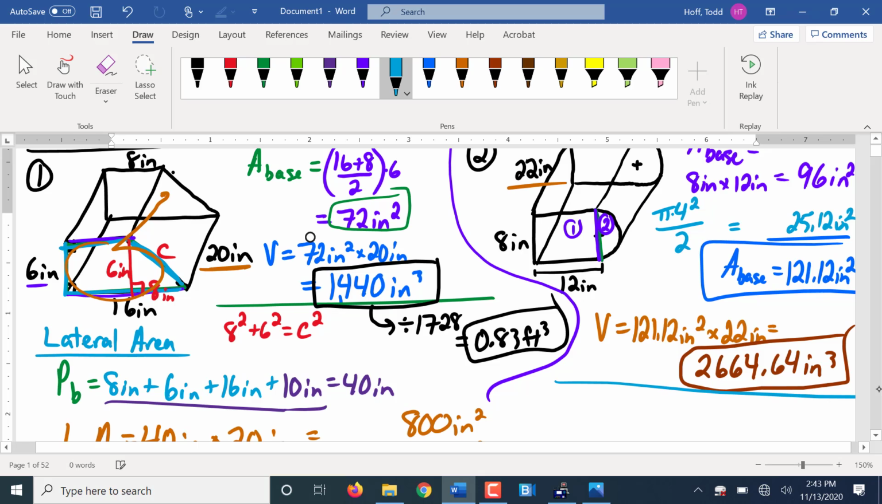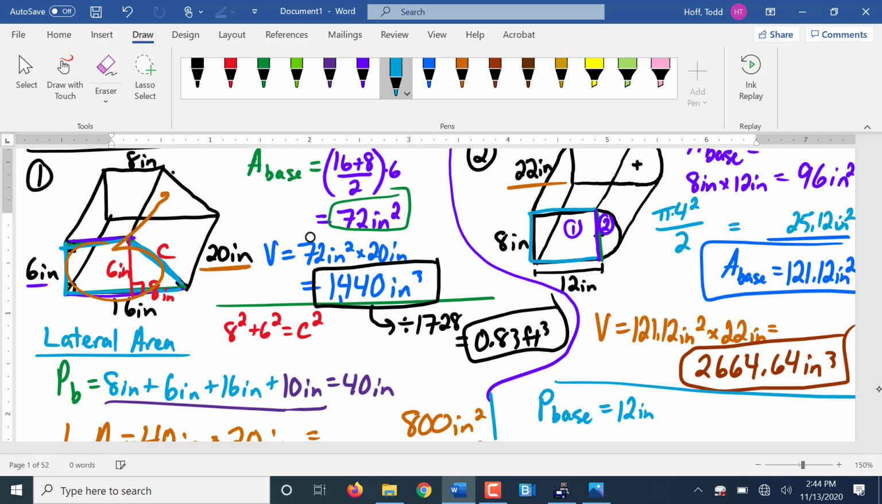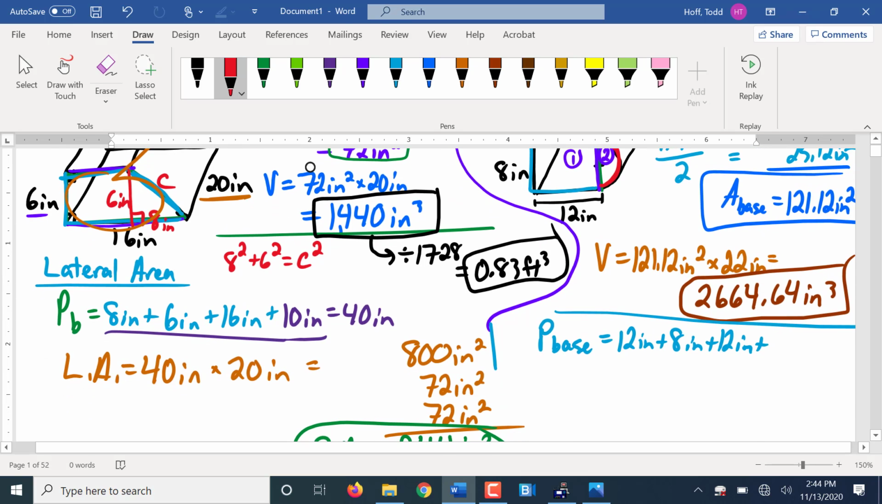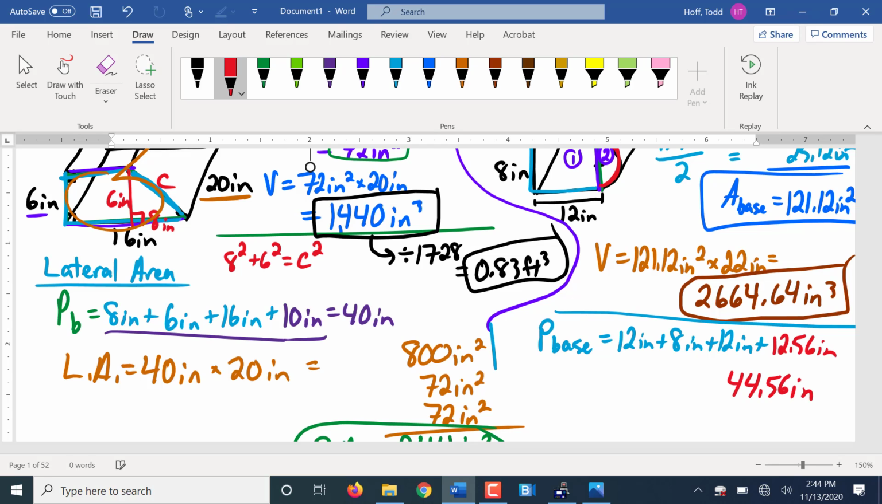For surface area, we need the perimeter of our base again. So for the perimeter of that base, we have 12, 8, and 12. How do we find this piece here? What'd you get? Pi times 8 divided by 2. So 12.56 inches, that adds up to then 44.56? So that's our perimeter of our base.